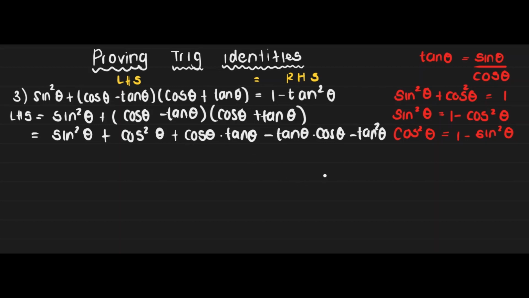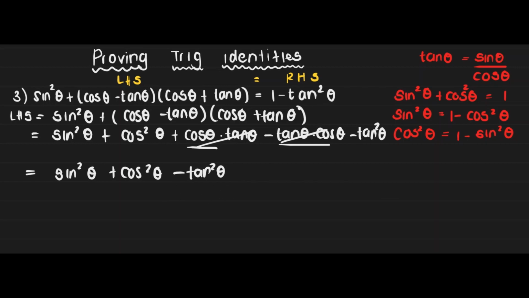Wait, I want to talk about something first. Cos theta multiplied by tan theta is the same as tan theta multiplied by cos theta. Since these two are the same thing, they're going to cancel out, so they're going to be equal to 0, right? So now let's write the simplified version at the bottom. It's going to be sine squared theta plus cos squared theta, minus tan squared theta. Do you see the fact that slowly we are arriving at the answer?